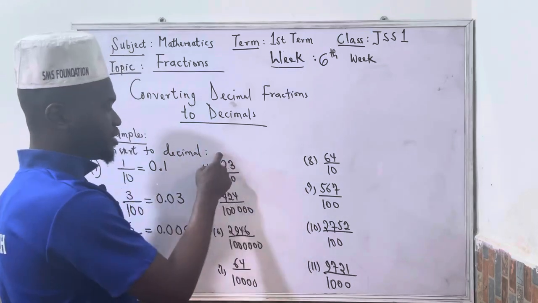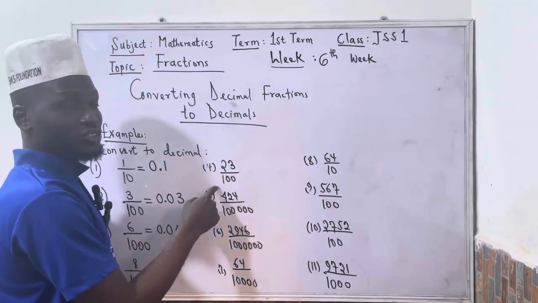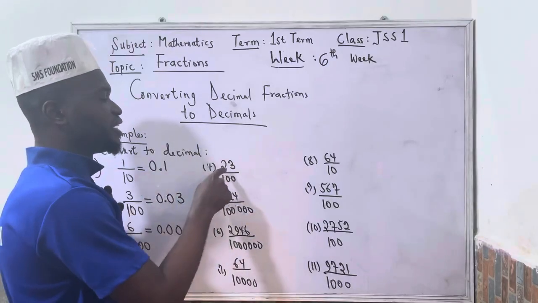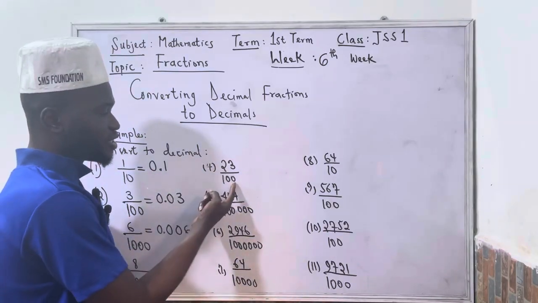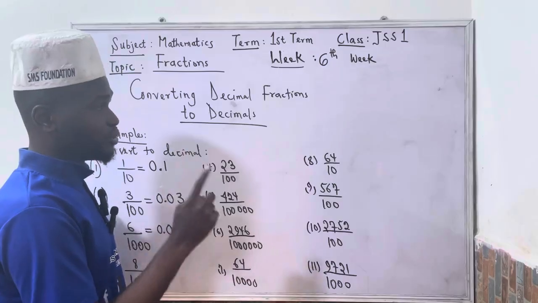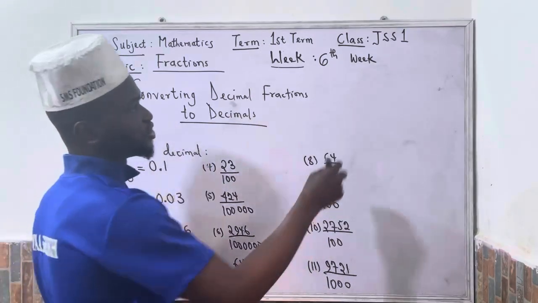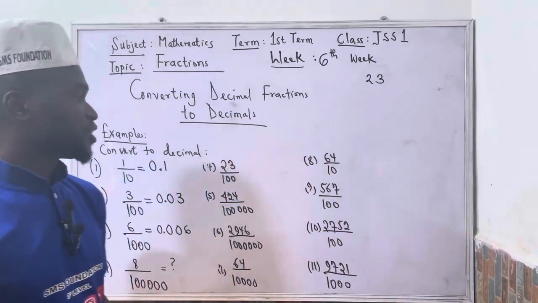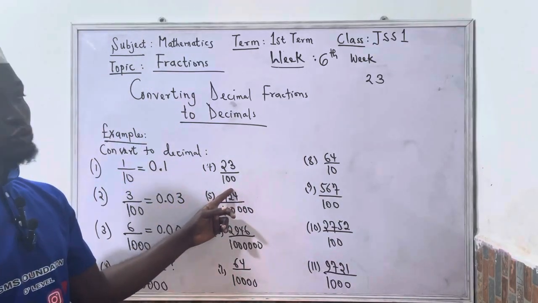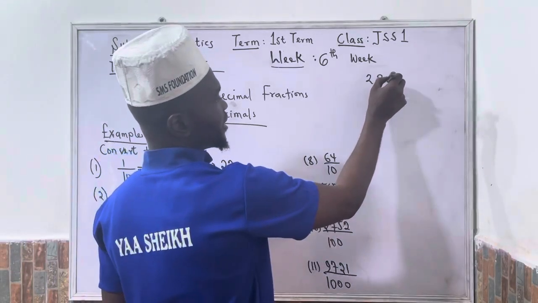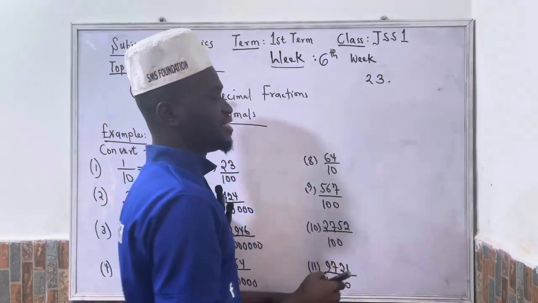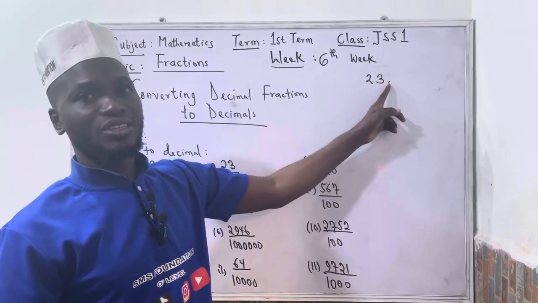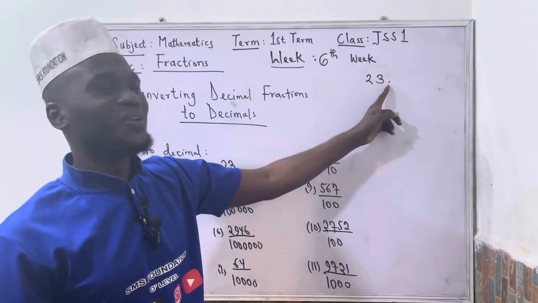So this is 23, 2 digits, and we have 100 at the bottom. The position of my decimal point will be determined by the number of zeros that I have at the bottom. You can do this on a rough sheet. Write 23 somewhere. How many zeros at the bottom? We have 2 zeros. I will assume that there is a point after the last digit. So you can see there is a point after the last digit. Look at this as your decimal point.